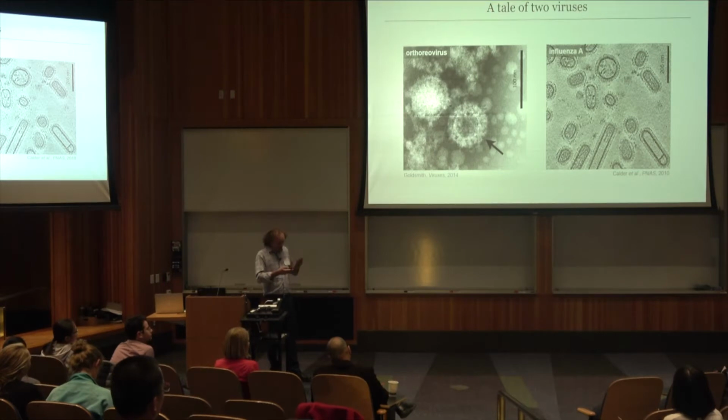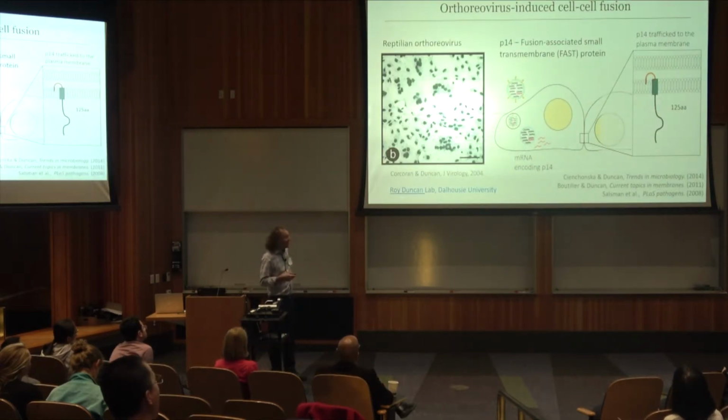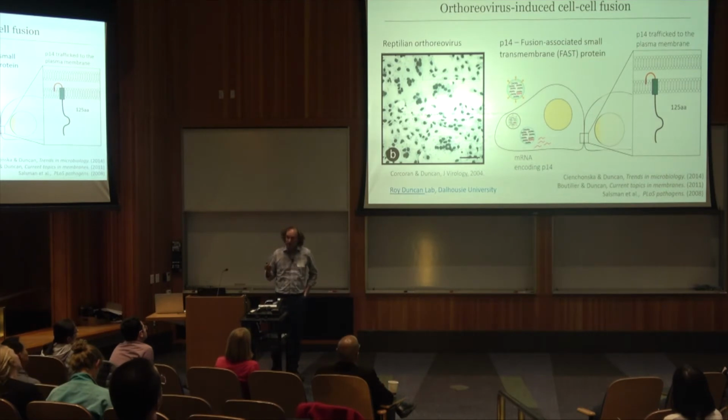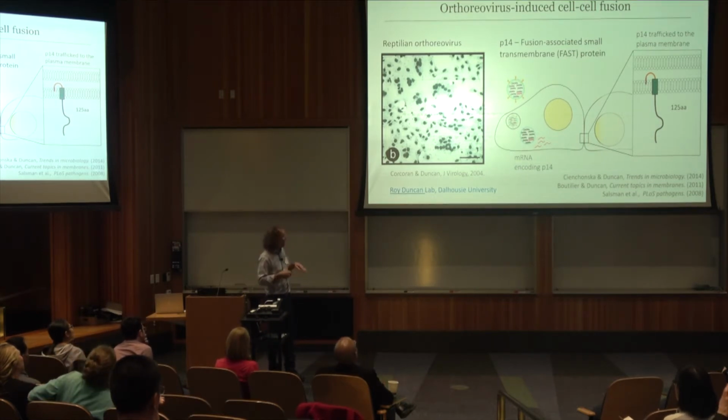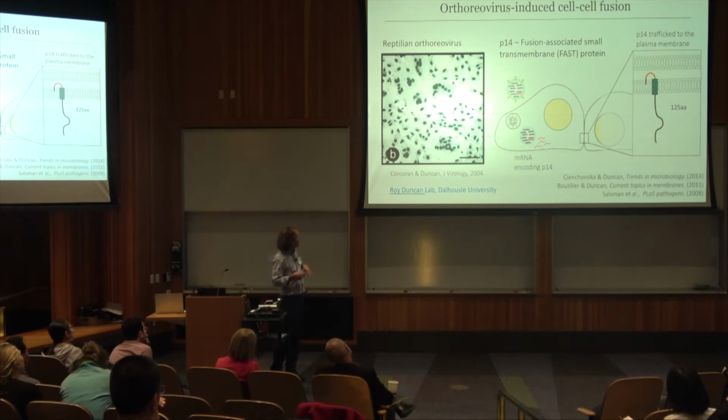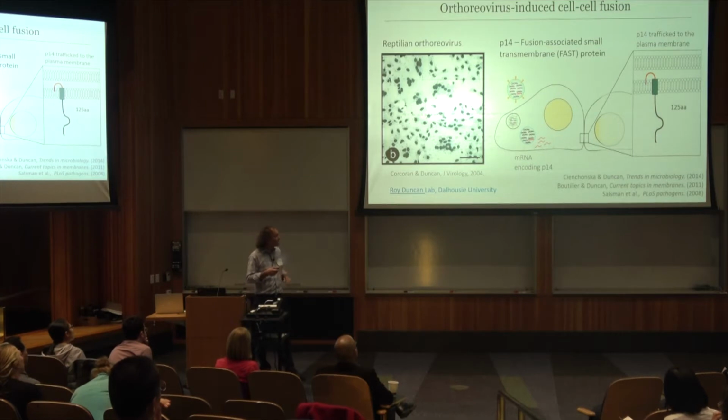Now the next virus I want to tell you about is reovirus. Now this doesn't have an envelope, but it does something really interesting once it gets into cells. And that is it'll form giant syncytia. So a single virus that gets into a single cell endocytically will express a protein called P14, one of a family of FAST proteins that have been discovered and described in great detail by Roy Duncan's lab at Dalhousie University.